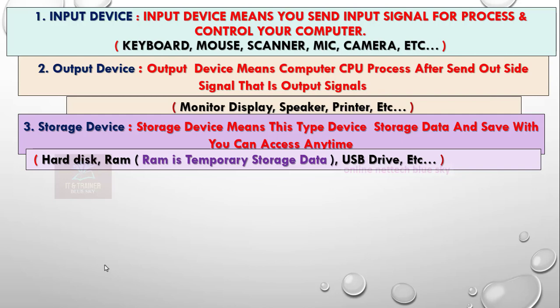Okay, RAM. What is RAM? RAM is temporary storage. It is a storage device, but it holds temporary data only while the power is on. When you shut down or power off the computer, everything is automatically removed from RAM.